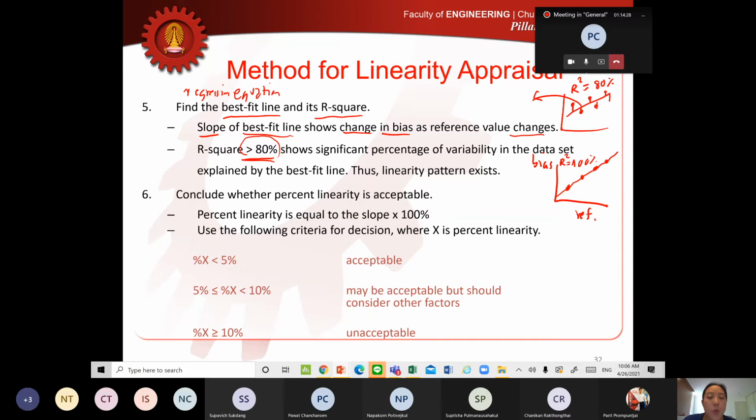The next step is that when we conclude whether the amount of linearity is acceptable, we will talk about the slope. What we expect is that there should be no slope, no linearity. But in reality, the slope may be a little bit, or middling, or very large, like this.